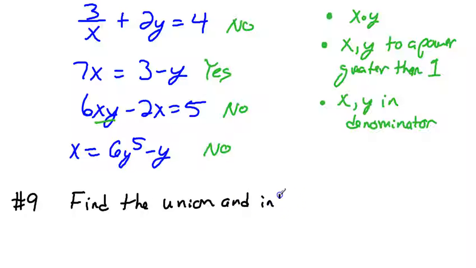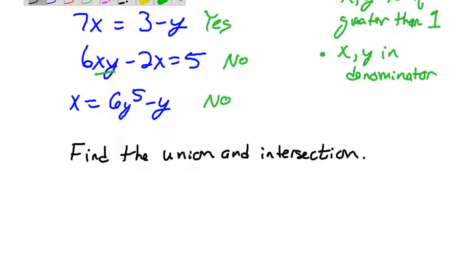Okay, and then the next, I think 3 problems, they're going to ask you to find the union and intersection. Let's just scoot this one down a little bit, because I think we'll keep doing that one direction on the next 2 or 3 problems here.